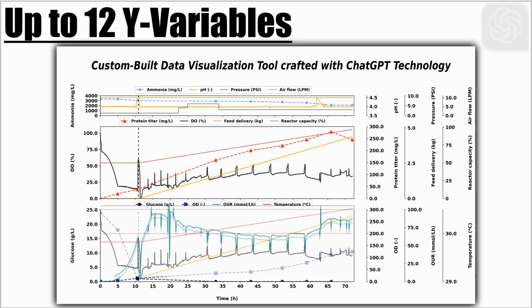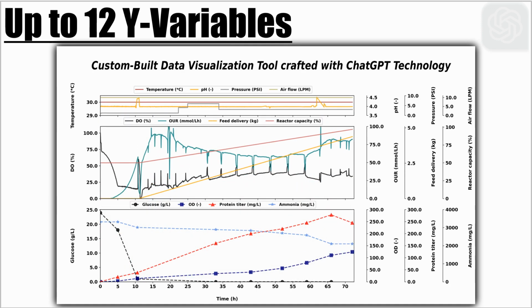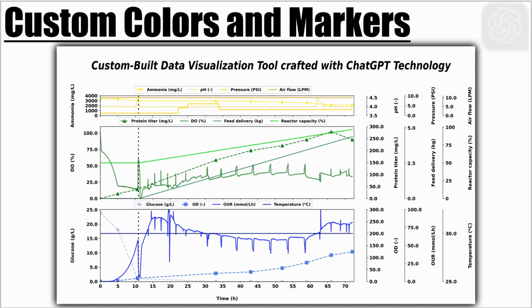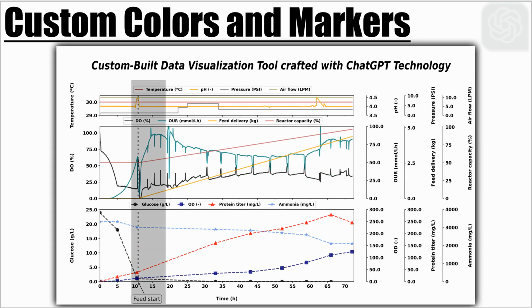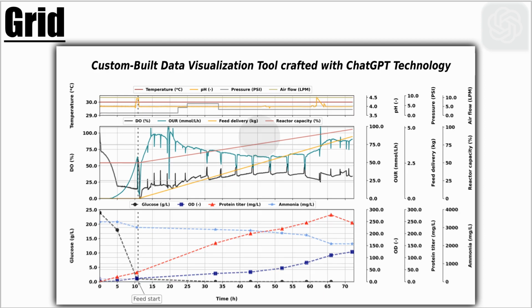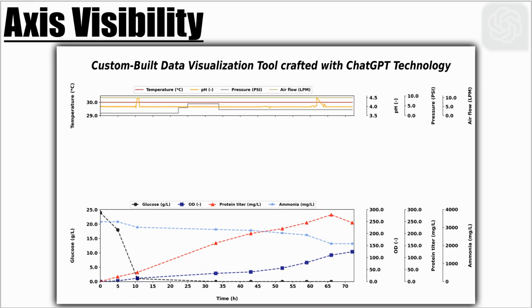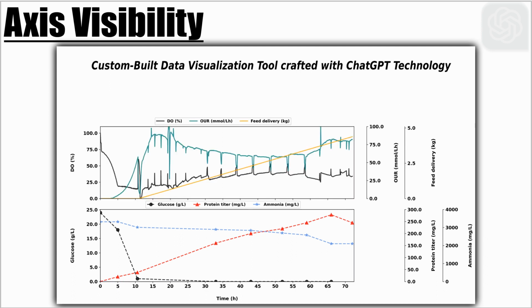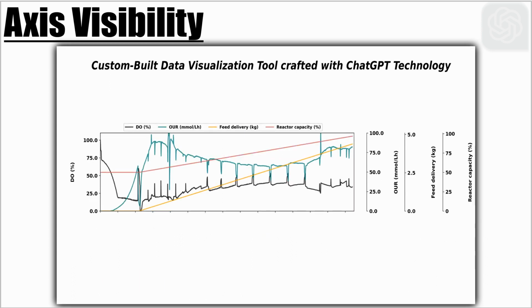Modular configuration, check. Layout aesthetics and event markers, check. Noise reduction filter, check. Grid, check. Axis visibility, check.